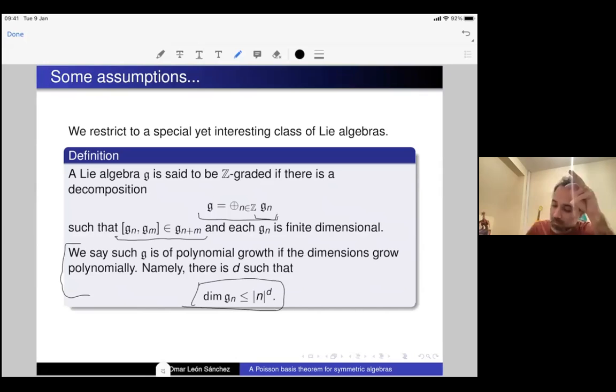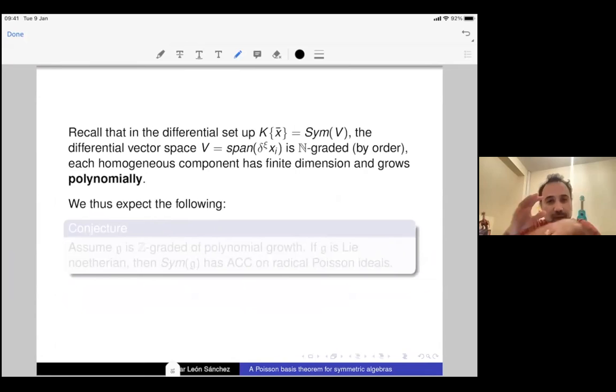Okay, now to put it in some perspective, comparing it to the differential case, recall that in the differential case, where the differential polynomial ring is just the symmetric algebra of this vector space V, it was N graded. So in the previous slide about the Lie algebra, we have this Z graded. In the differential context, we have N graded, by order.